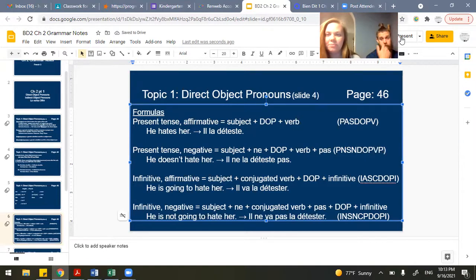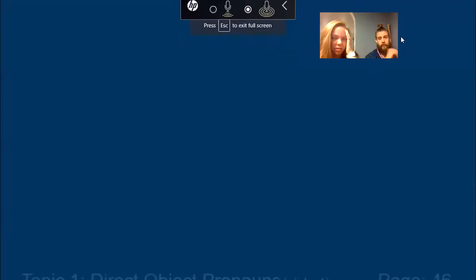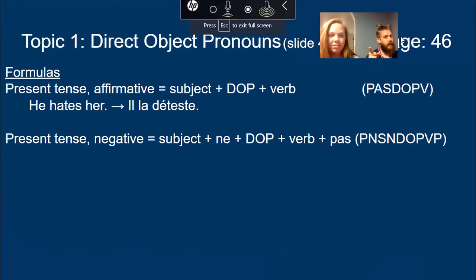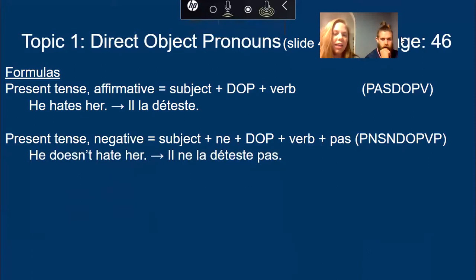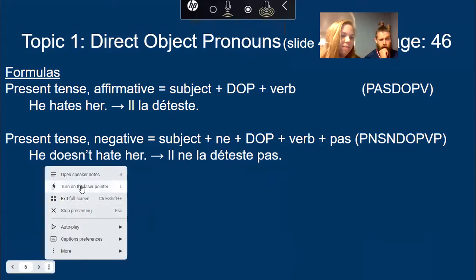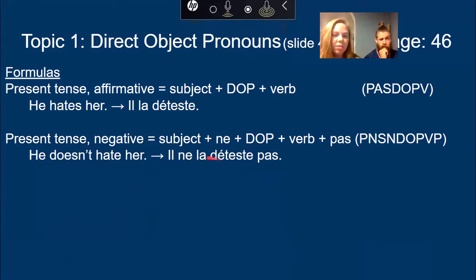Okay, forget you saw the other ones now. We can't get ahead of the class. So in this case, we are going to have ne, then the direct object pronoun, then the verb, and then pas. It's weird for us because there's two things inside of the negative now. Normally, we're used to you can only have one thing inside of a ne pas, but not anymore.